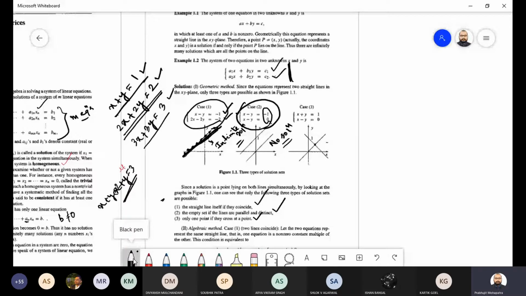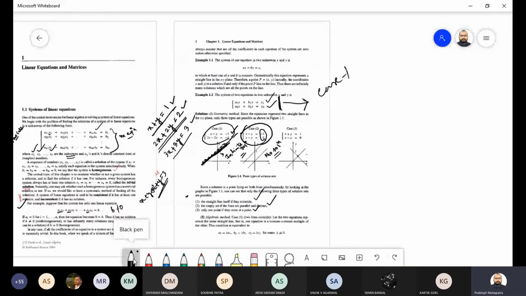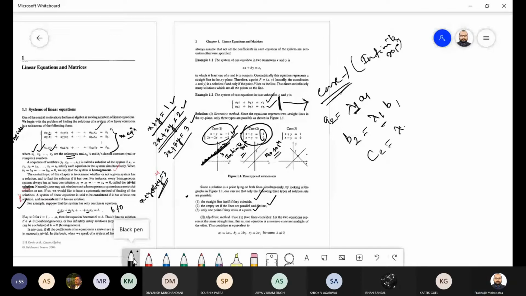Tell me, from this general case, for case one, what should be the A2 value? Case one means an infinite number of solutions. For an infinite number of solutions, A2 should be an exact multiple of A1, and B2 should be the same exact multiple of B1. And C2 should be that same multiple of C1. This is for the first case.